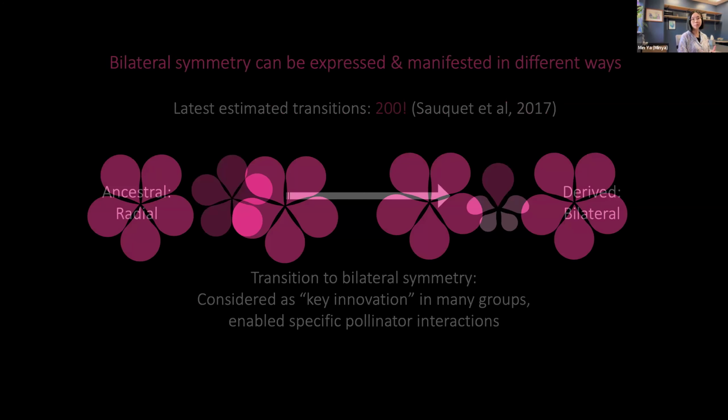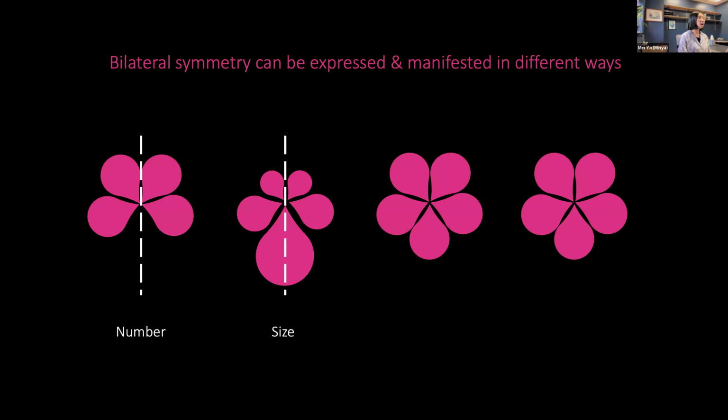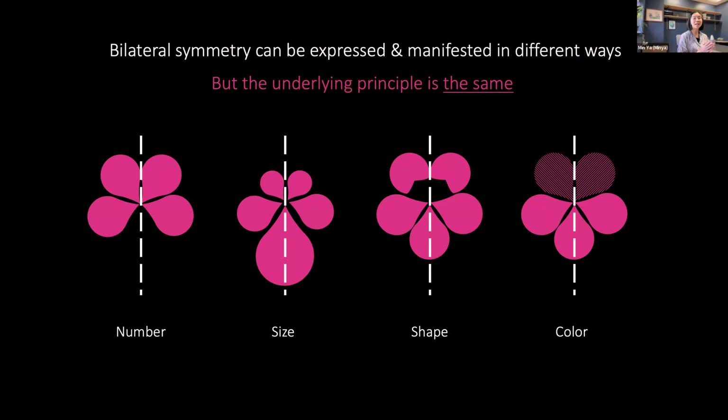From a developmental perspective, bilateral symmetry is also very interesting because it can be manifested in many different ways. For example, it can be changes in organ number, size, shape, color, or any combination of them. But no matter how the flower looks in the end, the underlying developmental principle in making one is the same. Having one plane of symmetry means that the left part and the right part of the flower are the same, right?